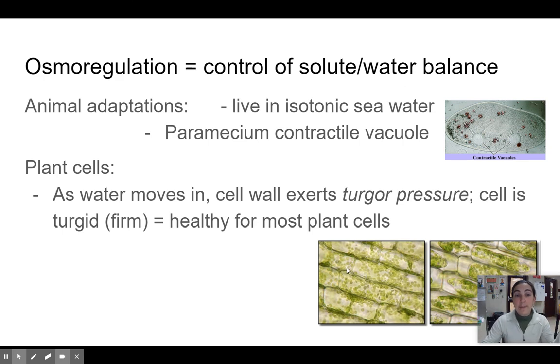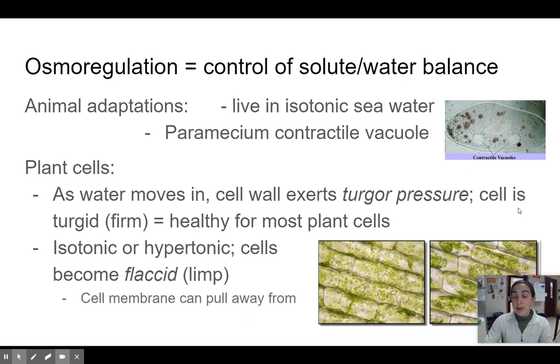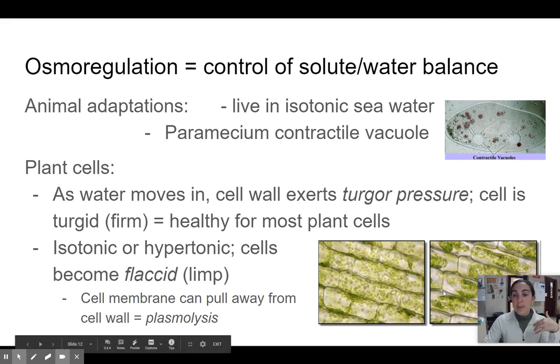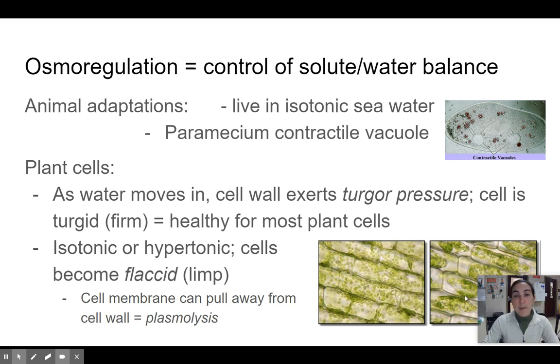plants standing up straight. If they're in an isotonic or hypertonic environment, those cells lose some of that water and become limp. That's part of why leaves look wilty if plants don't get enough water. And the cell membrane can actually pull away from the cell wall a little bit. You can see that in the picture over here on the right. That's called plasmolysis, and plants don't survive very well if that lasts for too long.